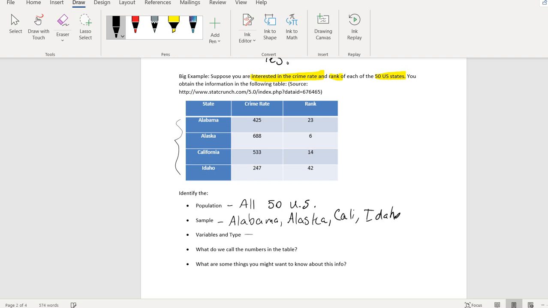Now the variable type would be the characteristics I was interested in. So I am interested in the crime rate and the rank. Rate would be numerical, while rank is always going to be categorical. Okay. What do we call the numbers in the table? If we look at the numbers in the table, they are a record of observations, so they are called data.